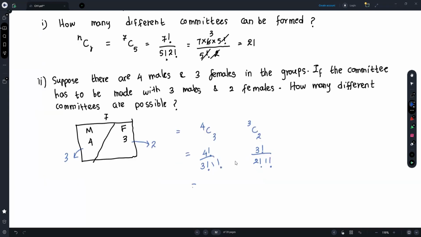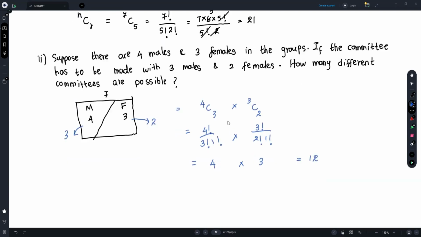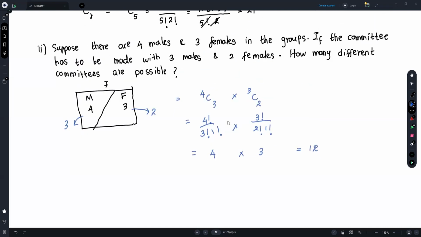So this is going to be just 4. This is going to be 3. Do you add or multiply? That's the first theorem, right? Have to multiply. So the number of possible committees will be 12. Okay. So this is how you choose a committee of 5 with 3 males and 2 females out of 4 males and 3 females. Right. Any questions so far?